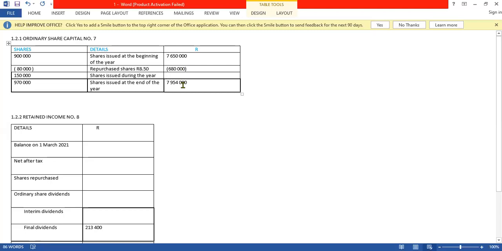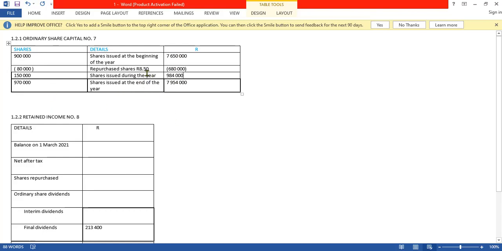So it's going to be 984,000, right? We got it by saying 7,954,000 plus 680,000 minus 7,650,000. So if you want your price per share, the formula is going to be total cost divide by your number of shares.